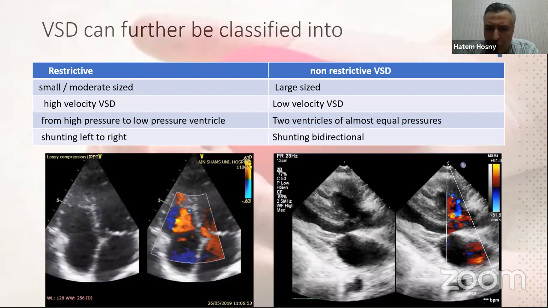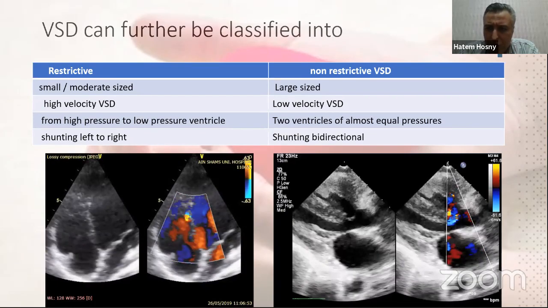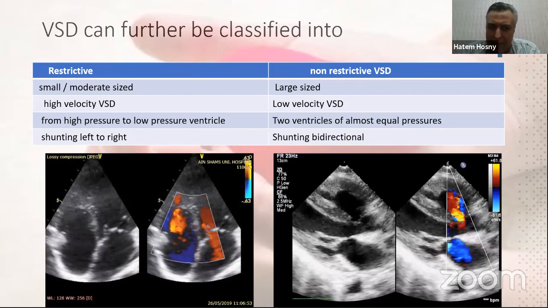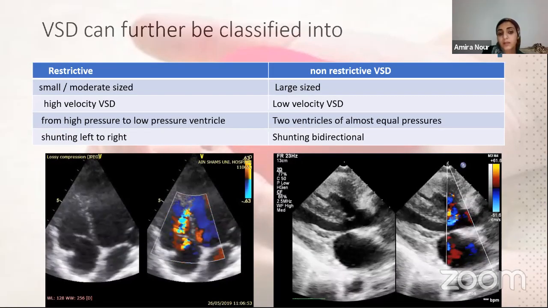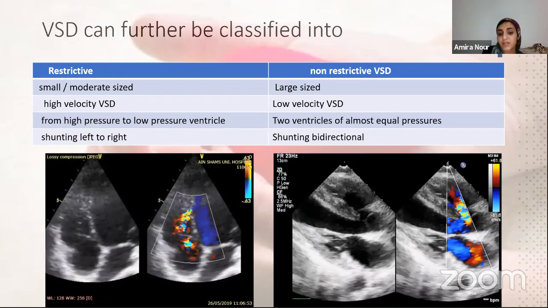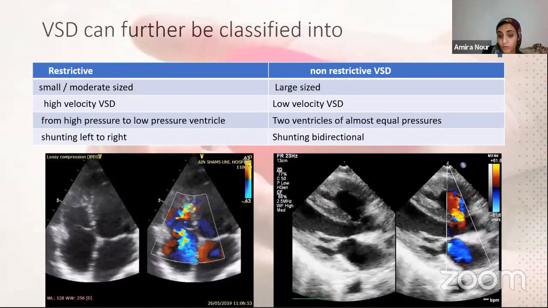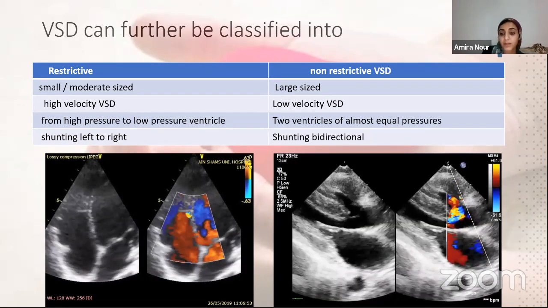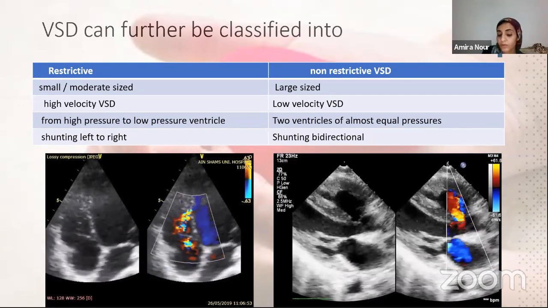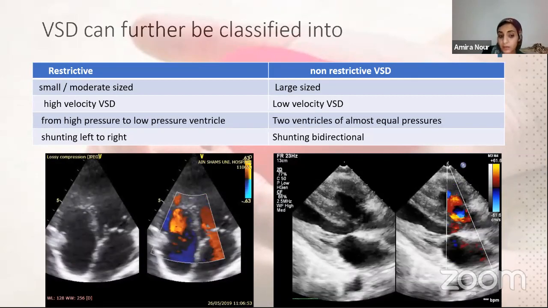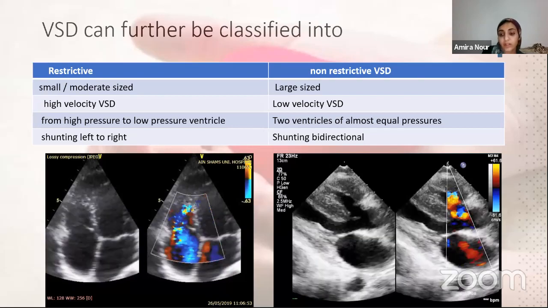So when would you consider a pressure drop to be significant? When would you say that this is a really restrictive VSD? I think if it is about 60 or more millimeters of mercury, then we will have a significant pressure difference between the two ventricles, and the pulmonary artery pressure will be almost 30 millimeters of mercury. From 20 to 30 millimeters of mercury, this is a significant drop in pressure, and this goes with a small restrictive VSD.